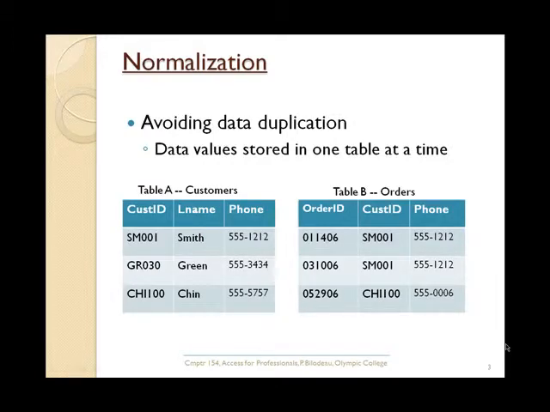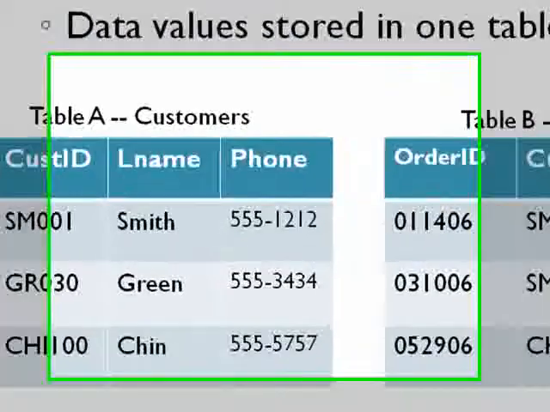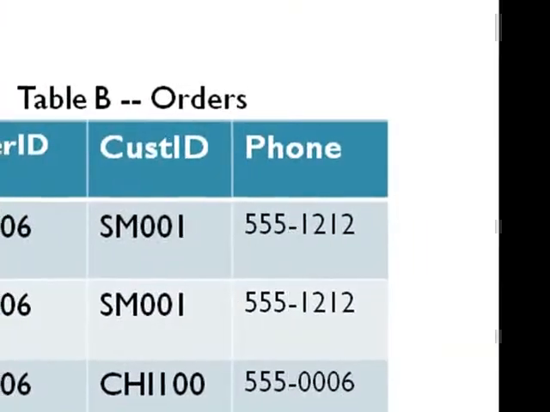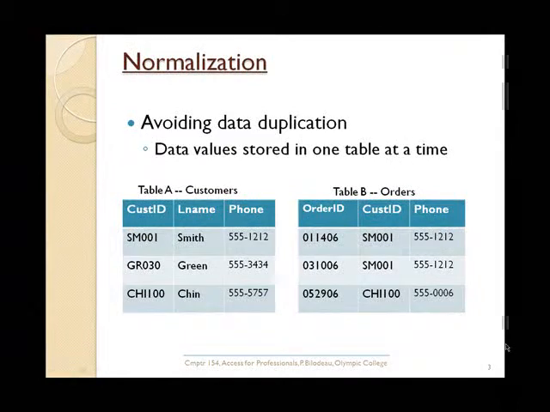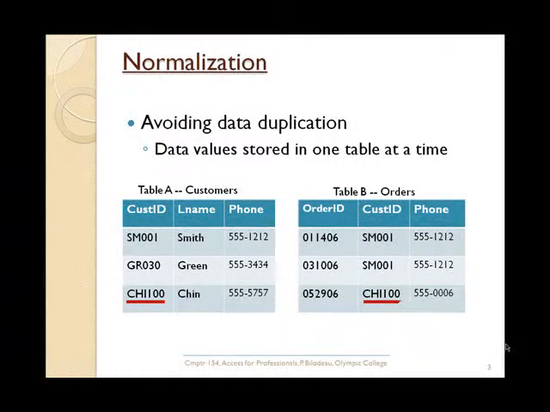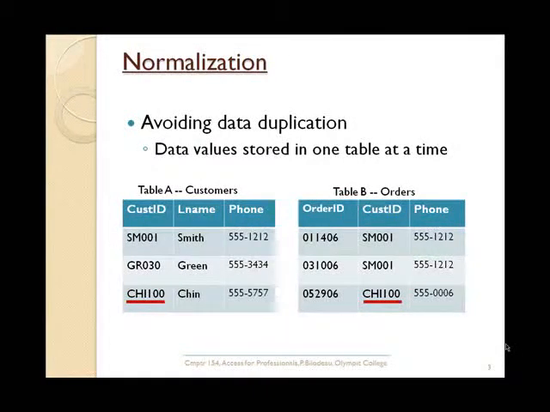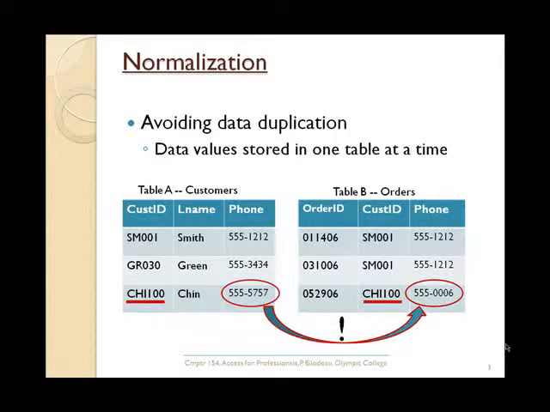Here's an example with two tables that hold some similar data. Table A tracks customer data, and Table B tracks orders that are placed by customers. Notice that there is a phone number field in both tables. The phone number field is not a key field, so it is problematic to have it in two tables. A record for customer CHI 100 appears in both tables because this is a customer who placed an order. Somewhere along the line, the data entry for this customer's phone number was changed, or perhaps it was entered incorrectly to begin with in one of the two places. Only one of the numbers is correct, but which one is it?